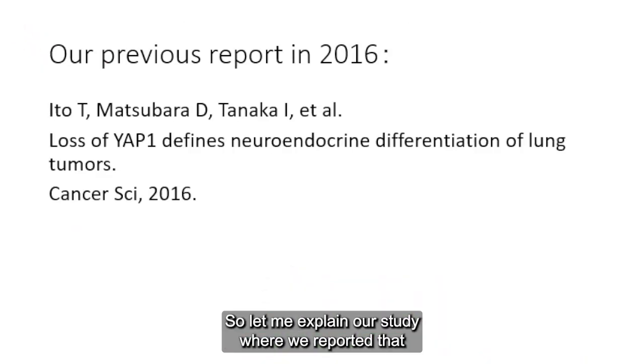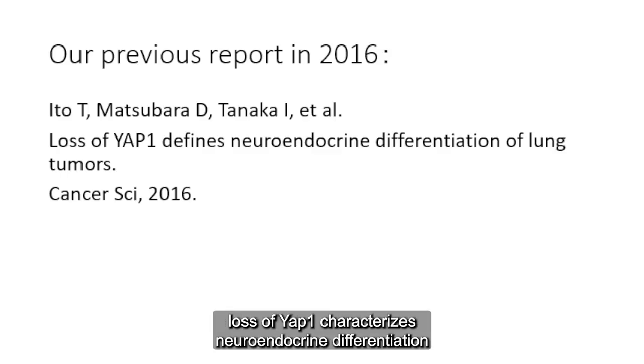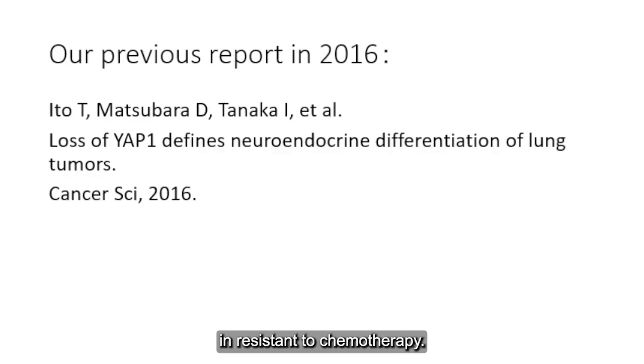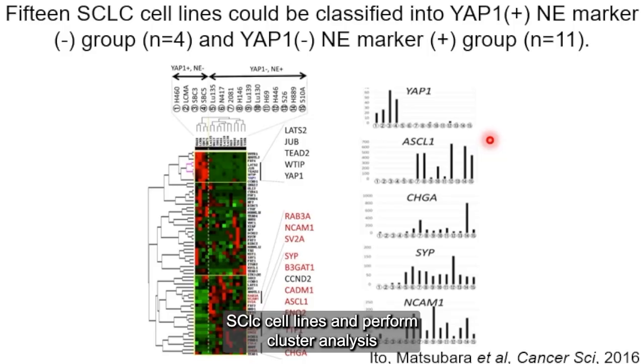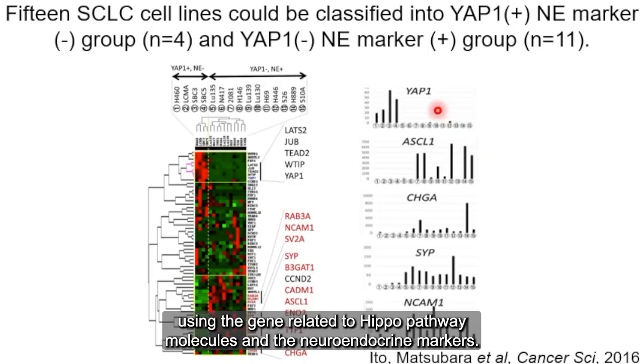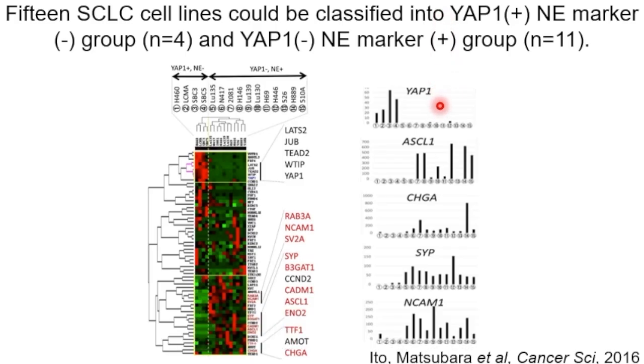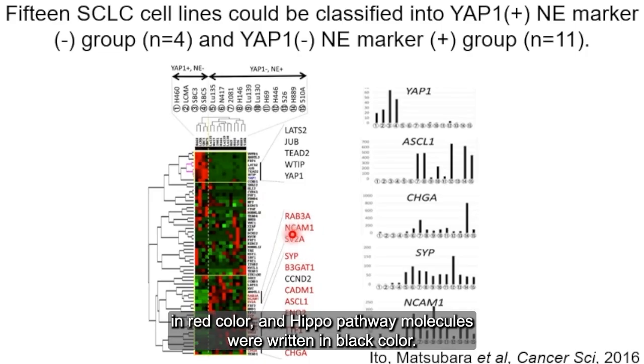So let me explain our study, where we reported that loss of YAP1 characterizes neuroendocrine differentiation as imparable and resistant to chemotherapy. We collected 15 SCLC cell lines and performed cluster analysis using the genes of Hippo pathway molecules and neuroendocrine markers. Neuroendocrine markers were written in red, and Hippo pathway molecules were written in black.